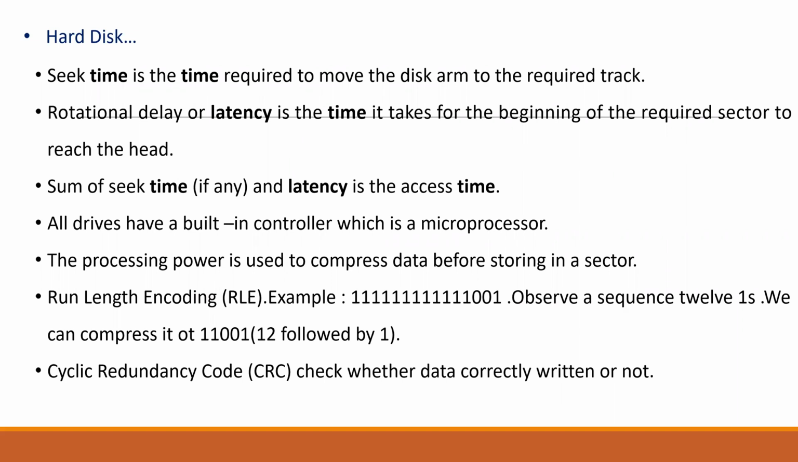Now see, seek time is the time required to move the disk arm to the required track. The required track is where you want to write or read. To move to that particular track requires some time, and that time is seek time. Rotational delay or latency is the time it takes for the beginning of the required sector to reach the head.